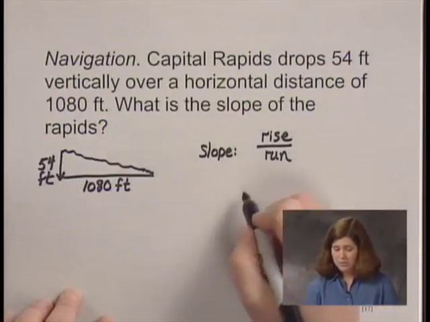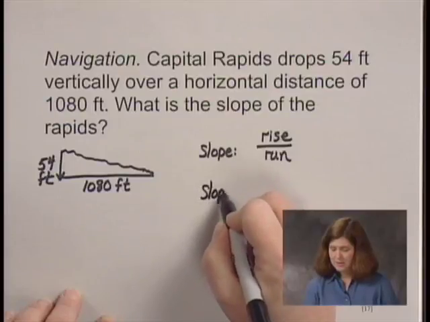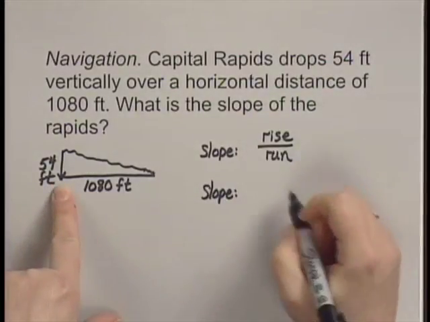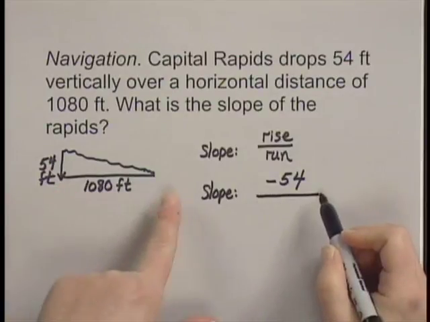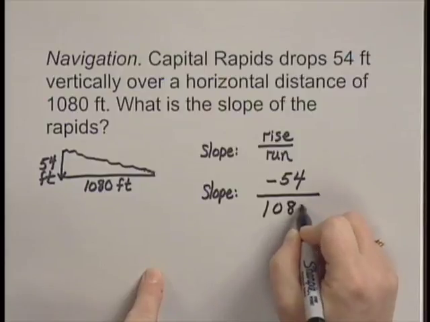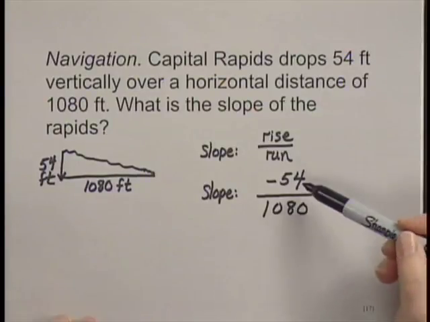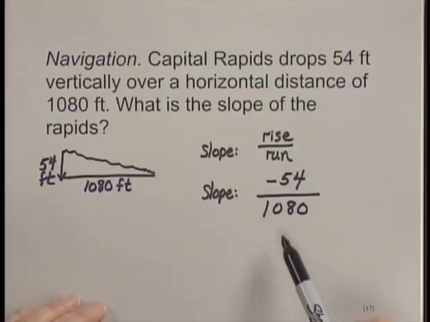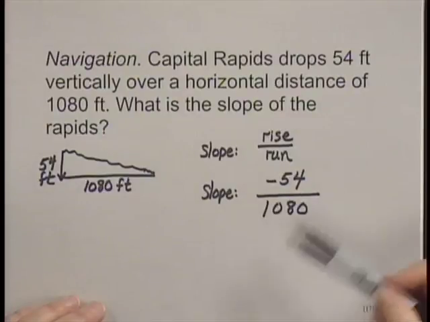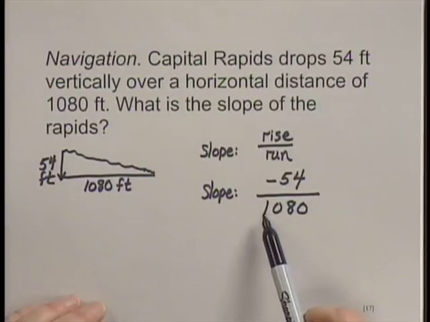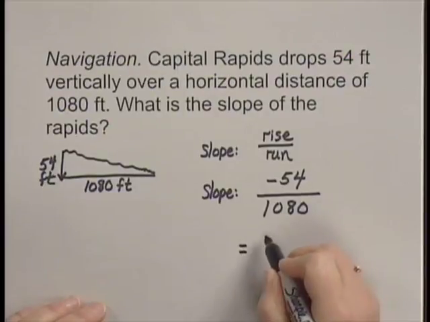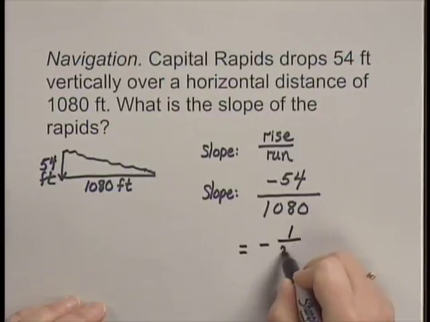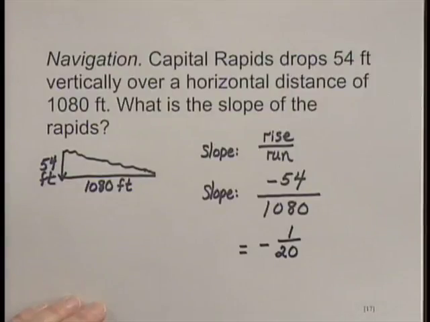So the slope would be the rise, which would be negative 54 feet, over the run, which would be 1,080 feet. The rise over the run would then be the slope. And to simplify this, we could do some work and find out that 54 is a factor of 1,080. In fact, 54 times 20 equals 1,080. So this simplifies to negative 1/20. And that is the slope of the rapids.